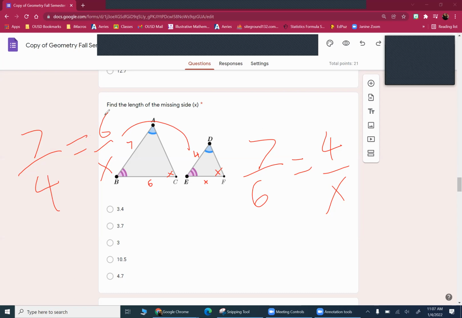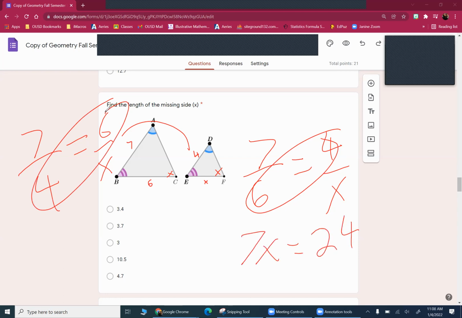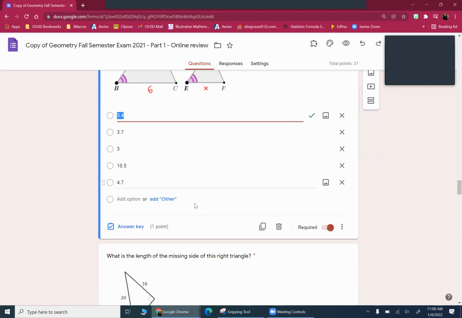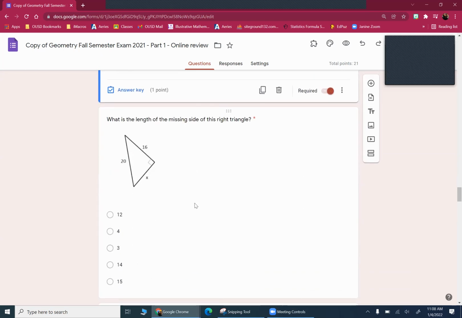Either way, you'll notice the 6 and the 4 get multiplied together in both of them. So I end up with 7x equals 24, and then whatever 24 divided by 7 is, which I think is like 3.4. Okay, so there's our answer there. That is the answer. Okay, missing length of this, right?